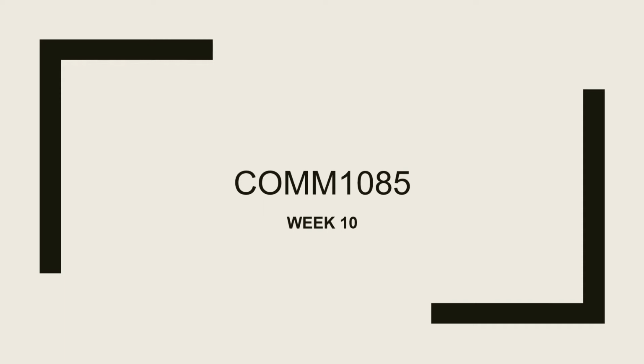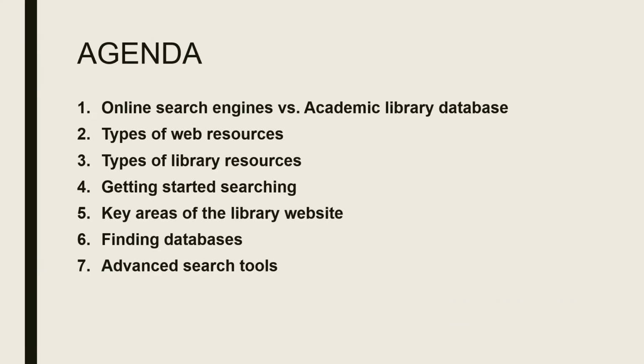This is our first week doing online classes, so things may change as we go along, but we're going to try to stick to this format as much as we can. So this week we will be covering online search engines versus academic library database. Then we're going to talk about the types of web resources and the types of library resources available to you.